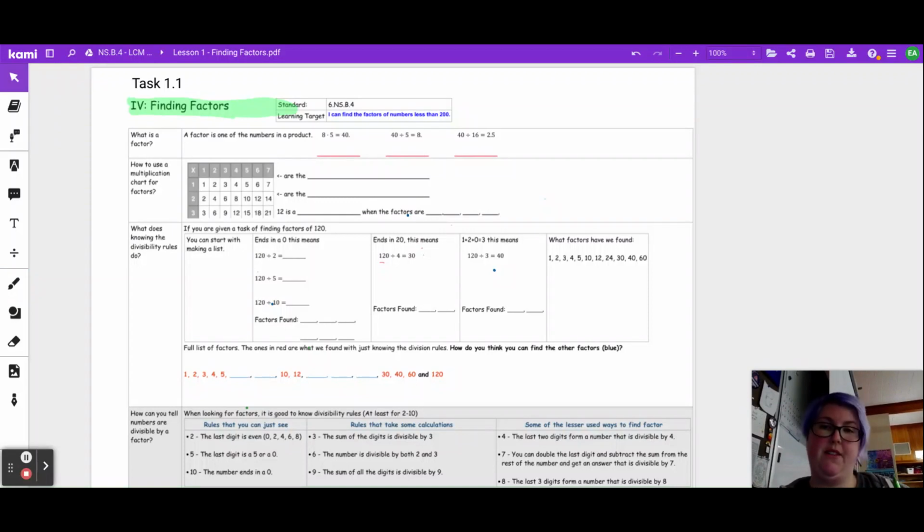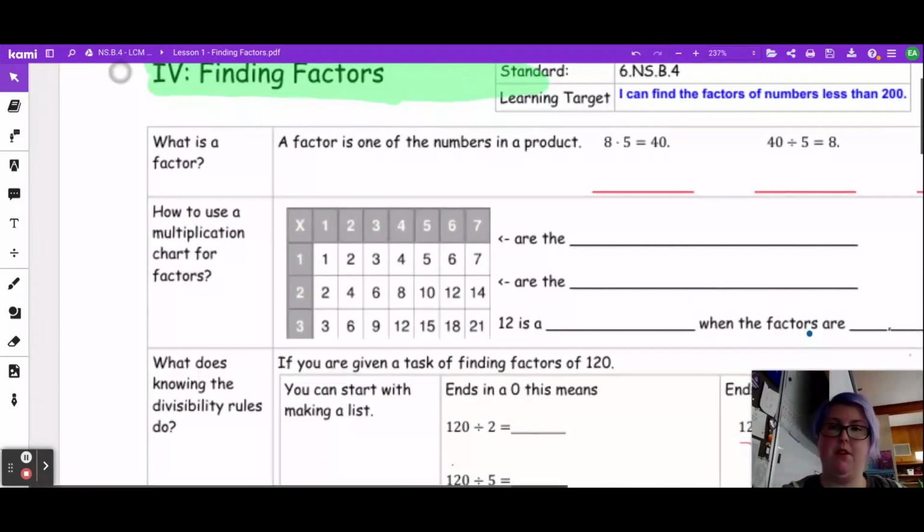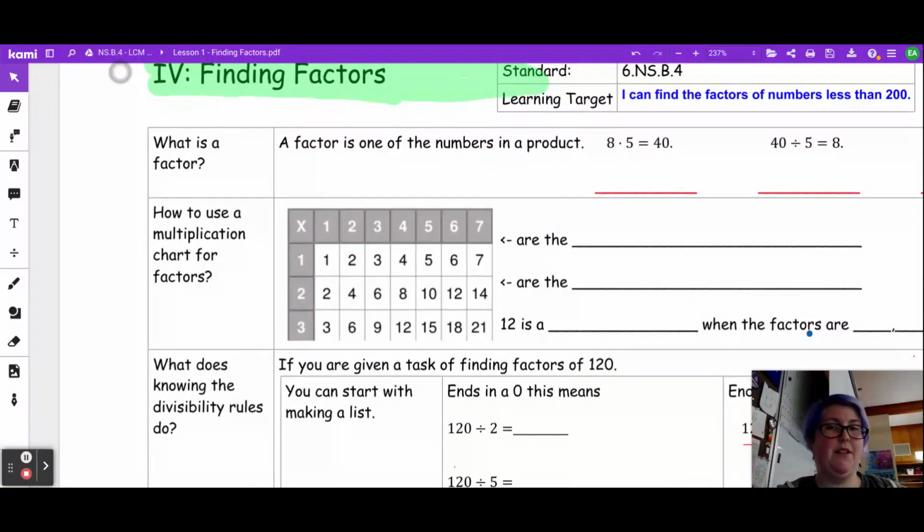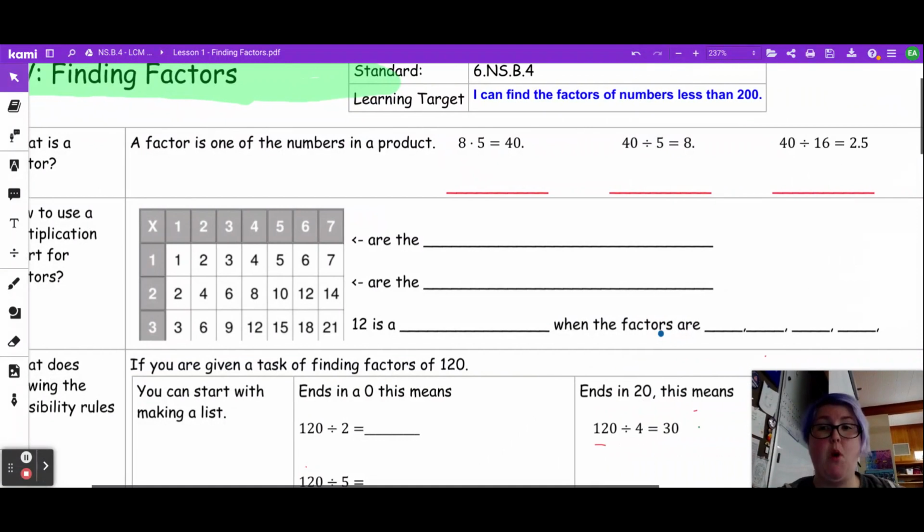Today we are going to find factors of numbers less than 200. So what is a factor, if that's what we're going to be finding? A factor is one of the numbers in a product. So when you hear product, you think multiplication.